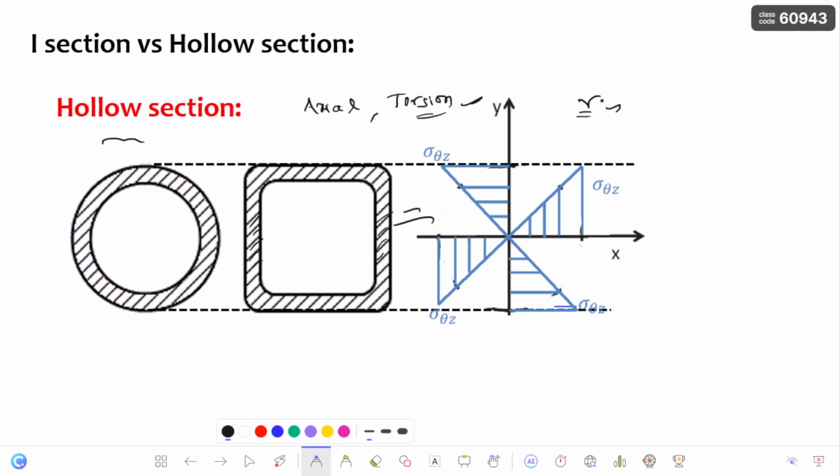Next, coming to torsion, most of the area is concentrated at the edge of the cross section, so that it can provide torsion resistance. Now, the problem with this hollow section is that it is very difficult to make connections with it. This is a drawback for these hollow sections.